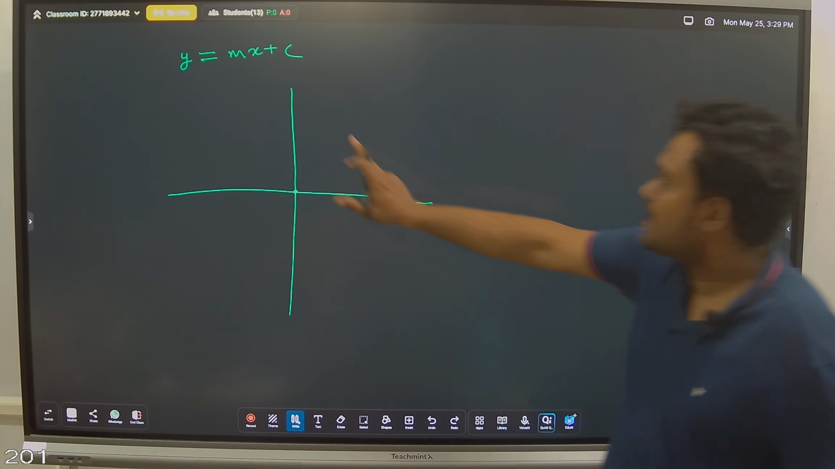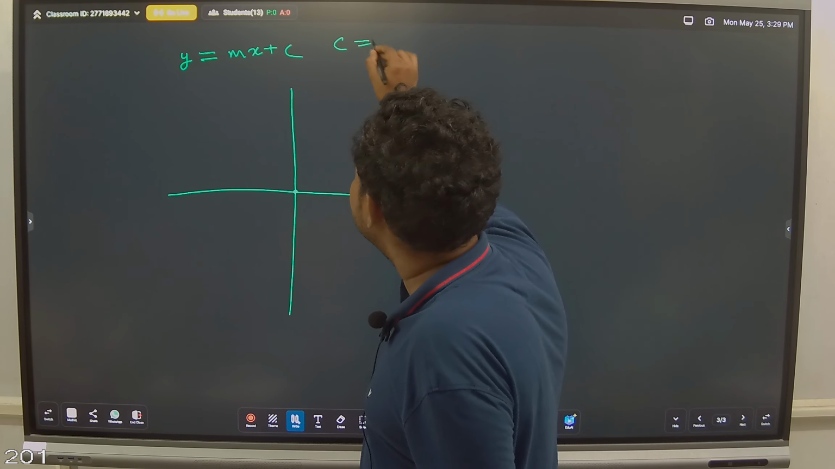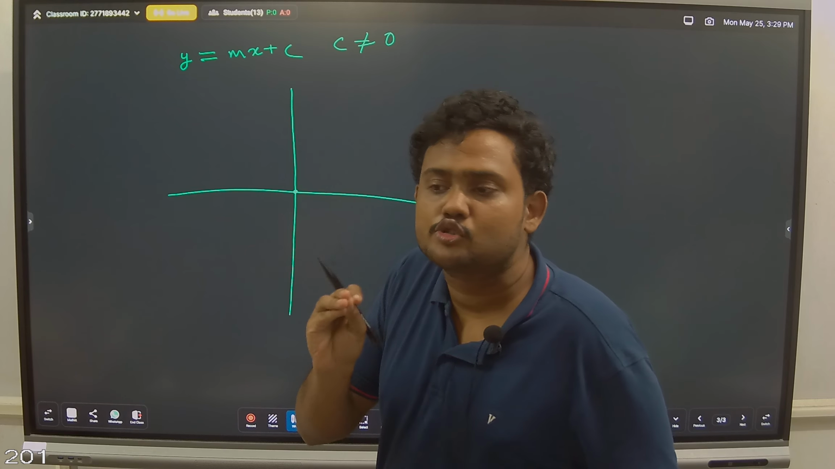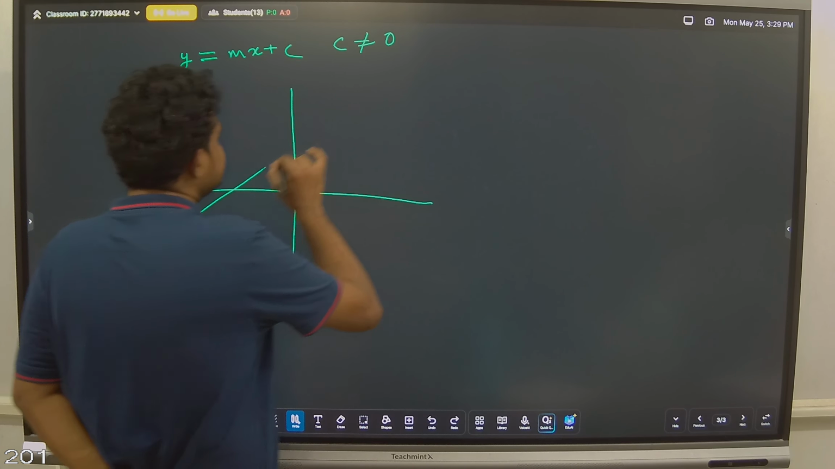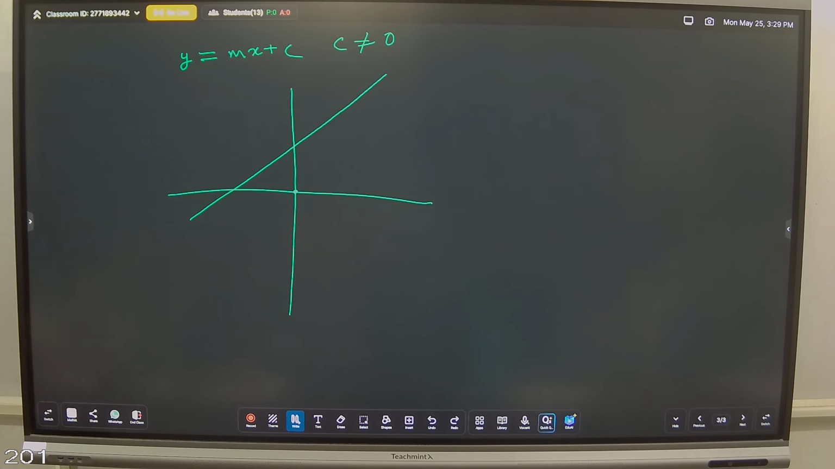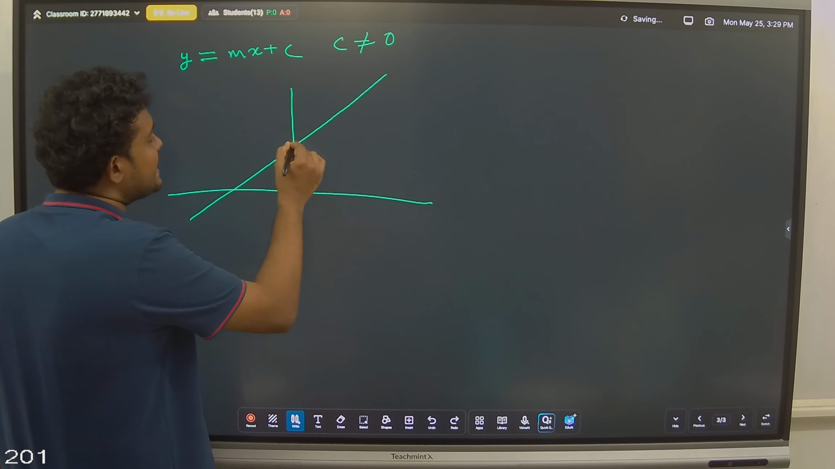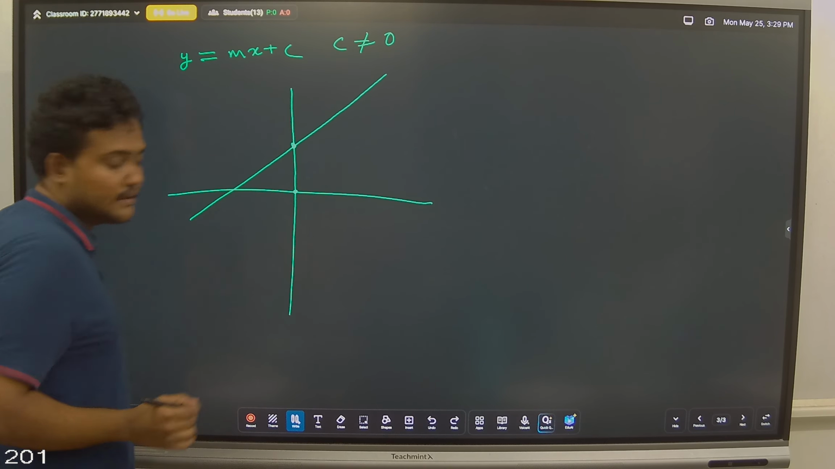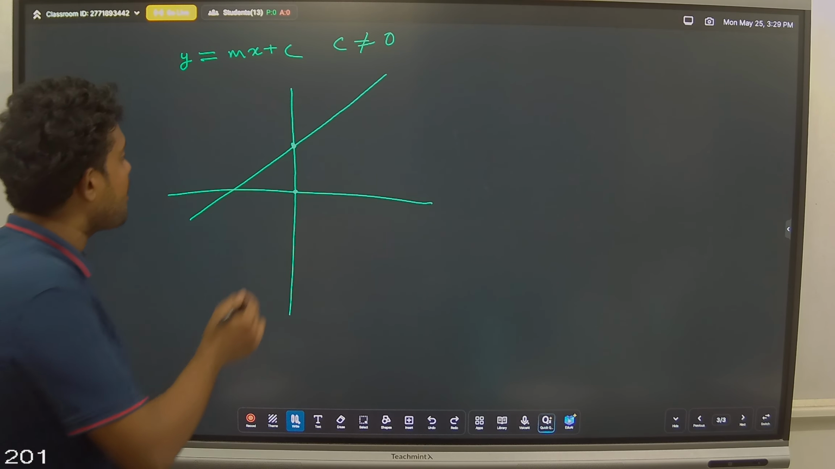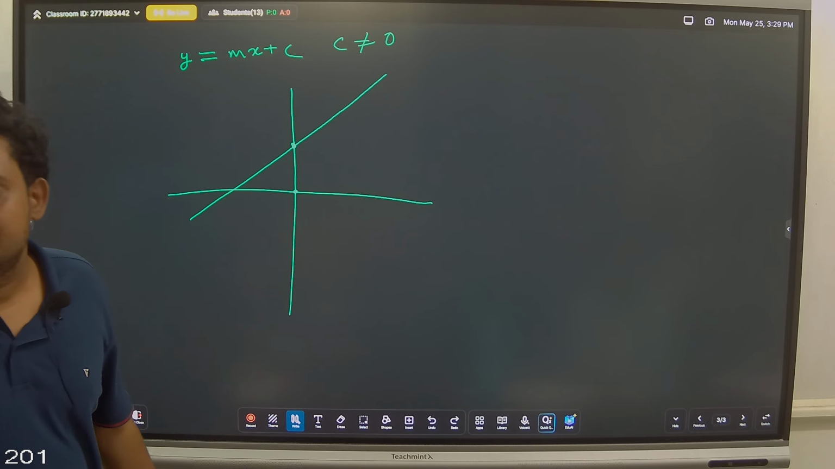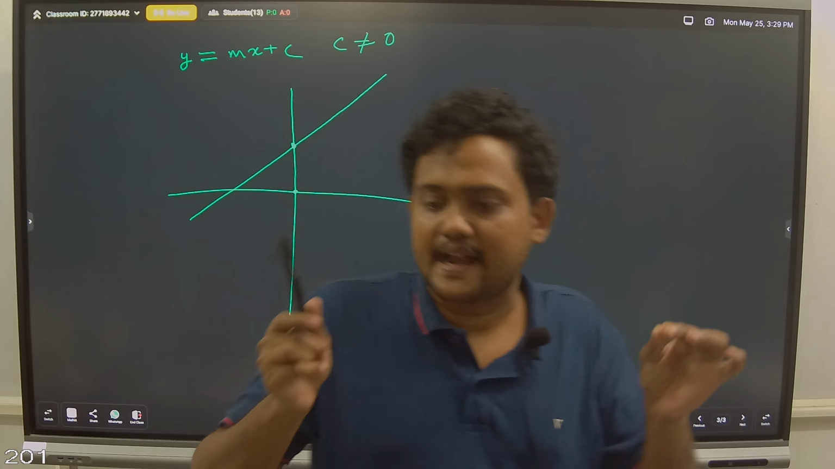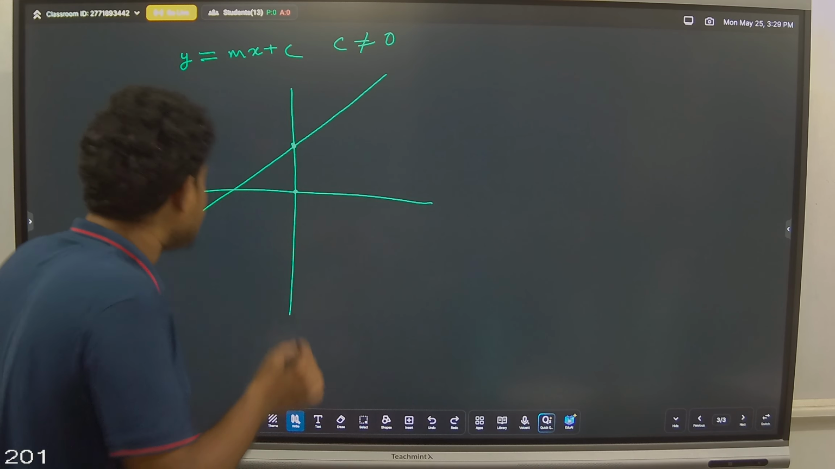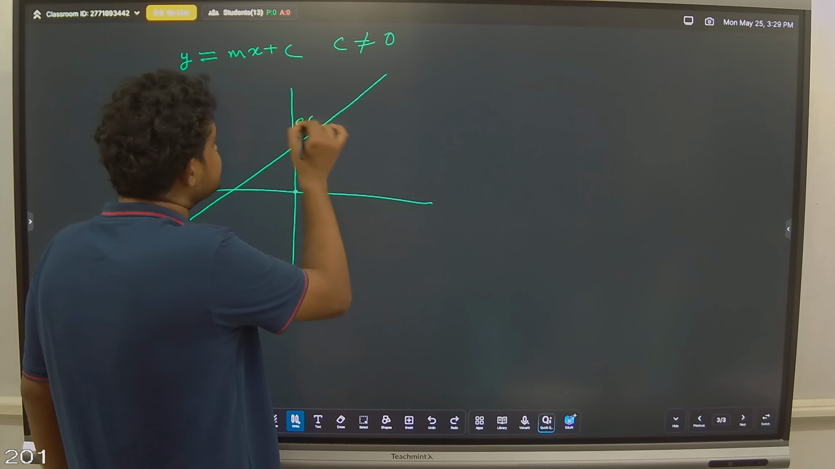This line y equal to mx plus c, where c not equal to 0, does not pass through the origin, right? It passes through the point x equal to 0, y equal to c. This c is called the y-intercept of the line. This is the point where the line cuts the y-axis, and the point is 0 comma c, right?